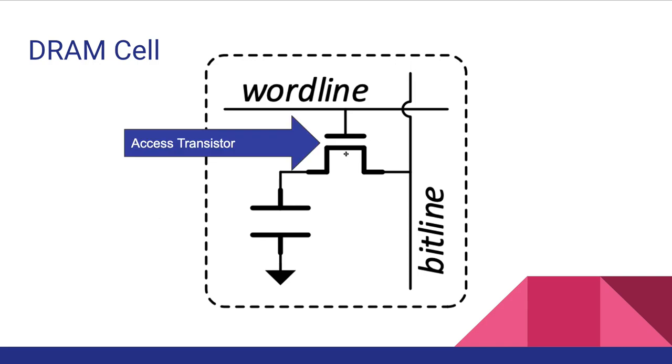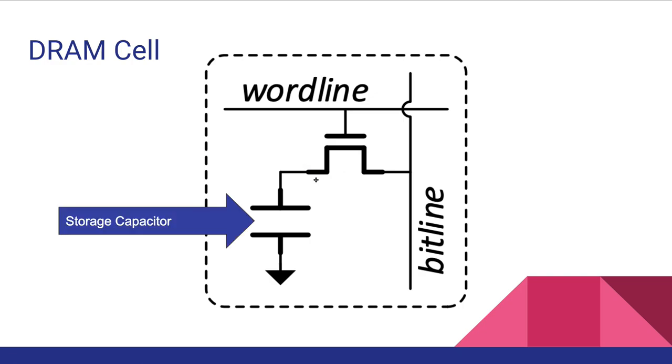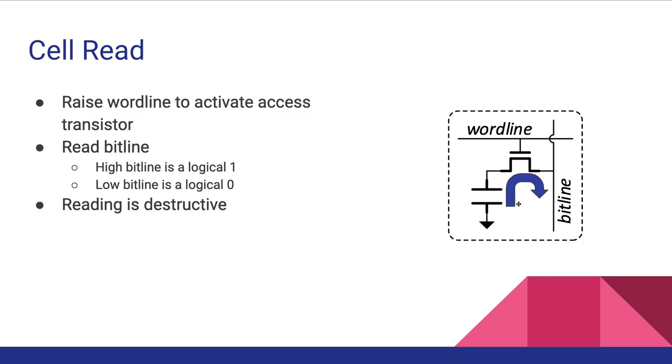So this top part is the access transistor, and this bottom part is the storage capacitor. What we want to be able to do with the cell is to produce a charge, have it stored in the capacitor, and then read that charge later. Whenever we want to read a charge, we send a high voltage on the word line, which activates the access transistor, and then we read the voltage on the bit line.